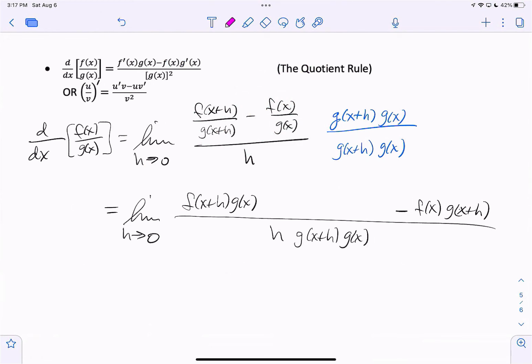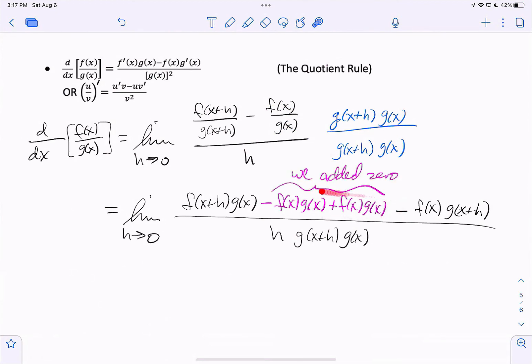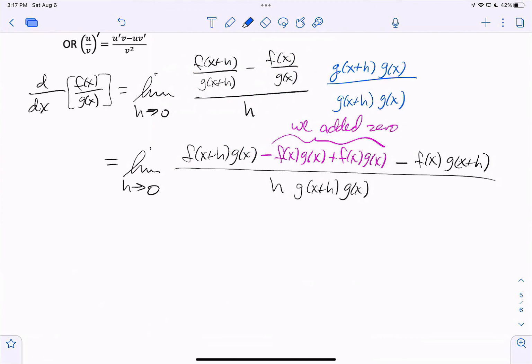Now I'm going to add 0 in the middle here in the numerator. So I'm going to subtract f of x, g of x, and then add f of x, g of x. And we again added 0. If you compare what we did in the product rule, it's a little bit of a different form for this particular 0, but it's what works here. Now, as before, we have a common factor in the numerator of the first pair of terms, and it's g of x. In the second pair of terms, it's f of x.